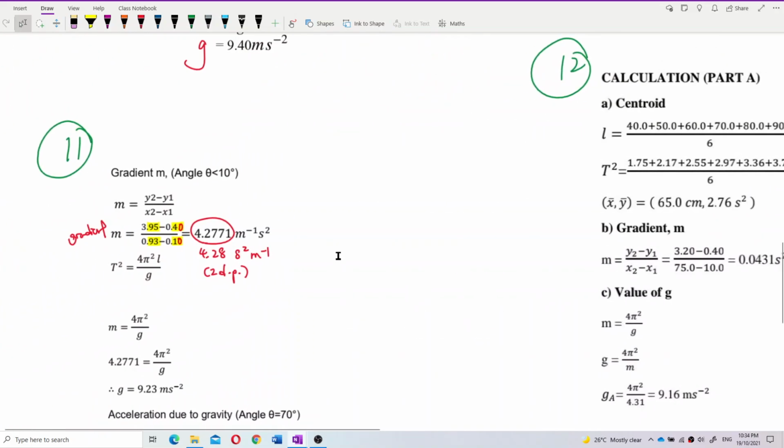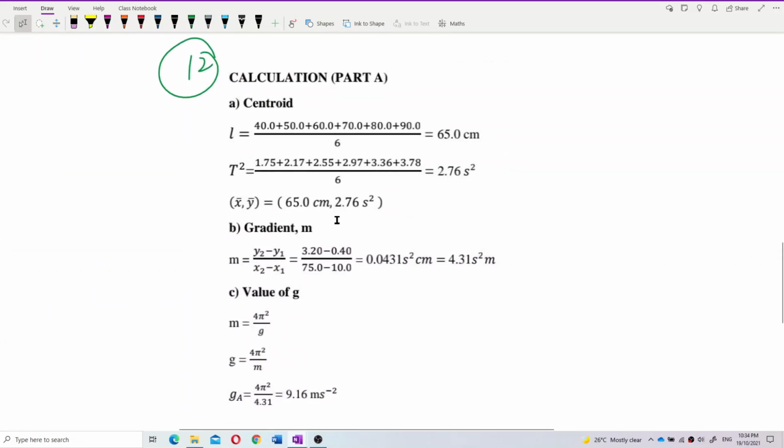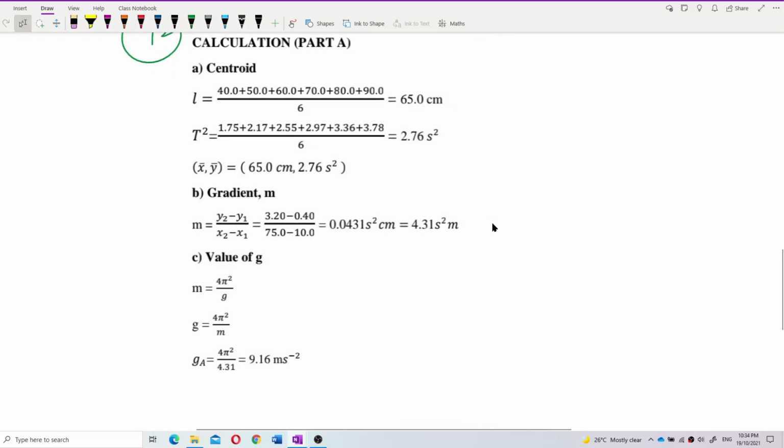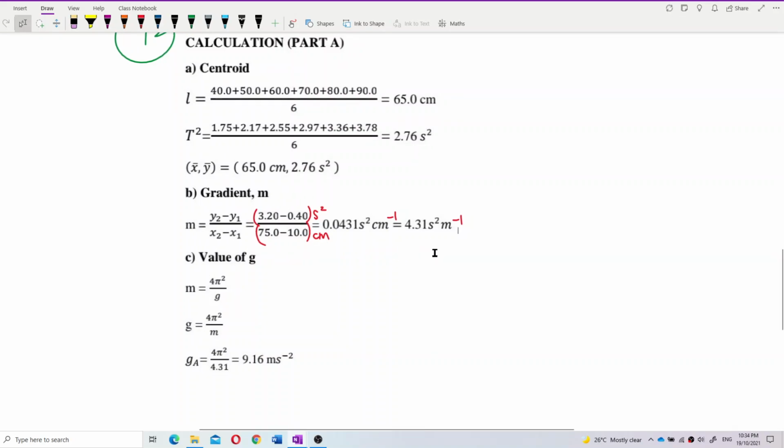Okay, look at this one. You see this one, the unit? This is what? Second square divided by what? Divided by centimeter, right? So this one becomes per centimeter, per meter. The unit is wrong already. Aiyo. Right, the correct unit. So per meter, like that. Okay? And this one is okay. Yalah.